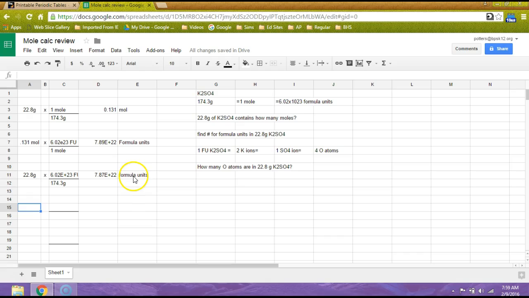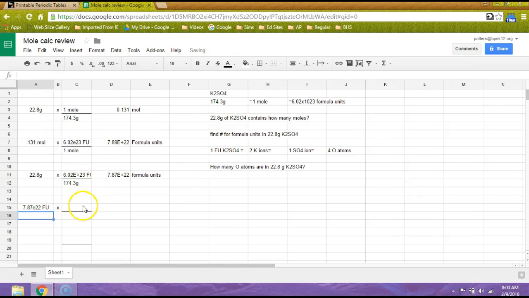Well, again, I would have done these steps already, and then I would take this last step and say, okay, these are formula units of K2SO4, so I'm going to put this right here, and I'm going to multiply this by the unit. So I have 7.87 times 10 to the 22nd formula units.